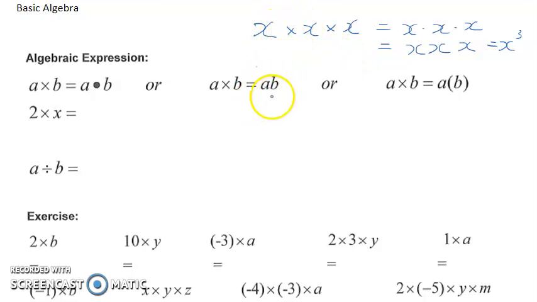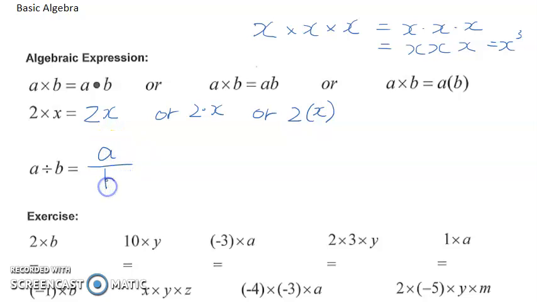So if you see two letters together, that means, for example, ab means a times b. For example, 2 times x we can write as 2x, and sometimes you will see 2 dot x, or 2 bracket x, but they're actually the same. And what about a divided by b? We learned it as a fraction, so it can be written as a over b.